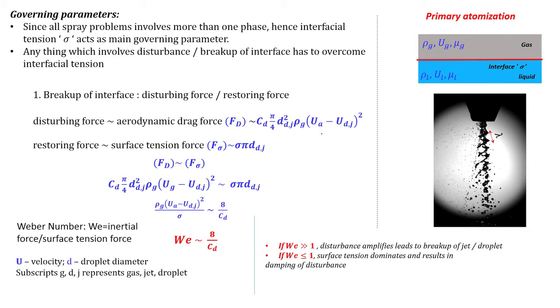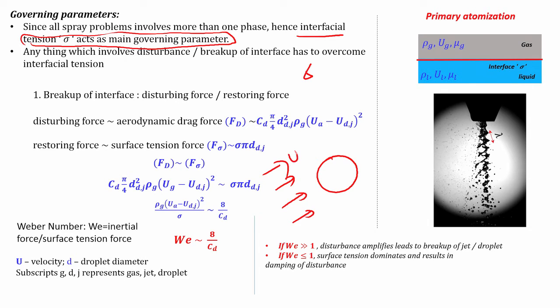So, let us look at the governing parameter. All the spray problems involve interfacial tension, so that should be the main governing parameter. So, sigma, which is the surface tension, has to come in some way, right. Let us look at a droplet or an interface, okay. There are two types of forces that usually act on an interface. If this is a droplet, let us take the example of a droplet. A very high velocity gas phase flow field is coming and hitting the droplet. This will give rise to a force around the droplet, and that force is nothing but the aerodynamic drag.